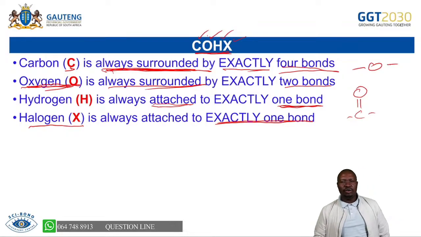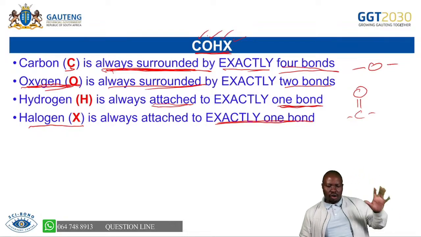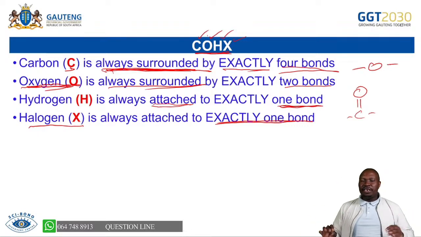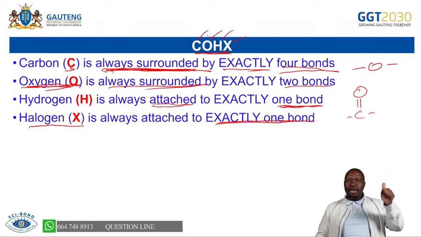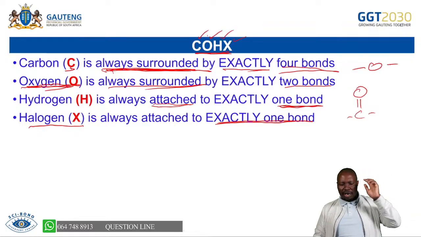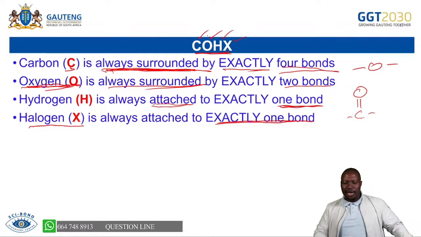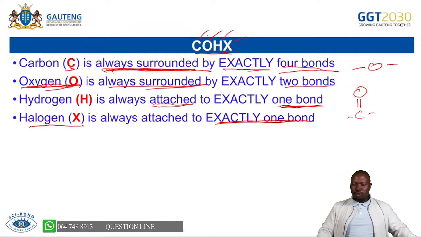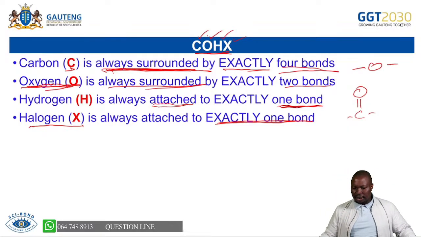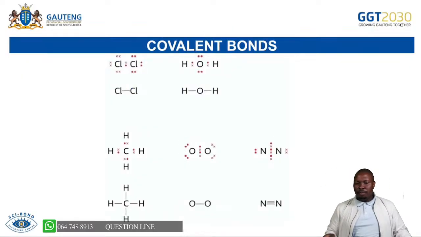So it's important that you have that understanding of our COGS now. To say, I understand the COGS now, I'm wearing them, I'm ready for the game. When I see carbon, I will write 4 bonds. When I see oxygen, I will write 2 bonds. When I see hydrogen, there must be 1 bond. When I see a halogen X, there will be 1 bond as well. So I know you have understood where the COGS are taking us. Now, with no wasting of time, we move.